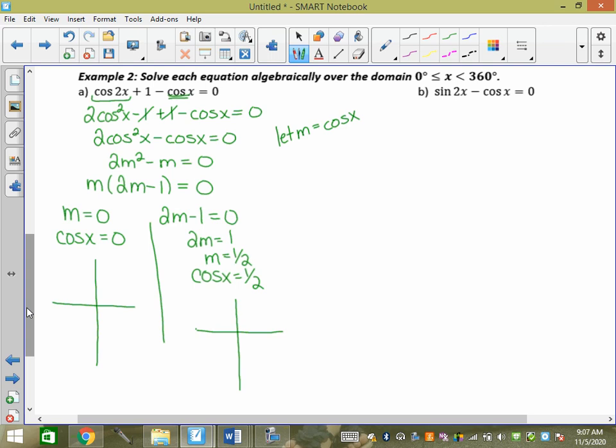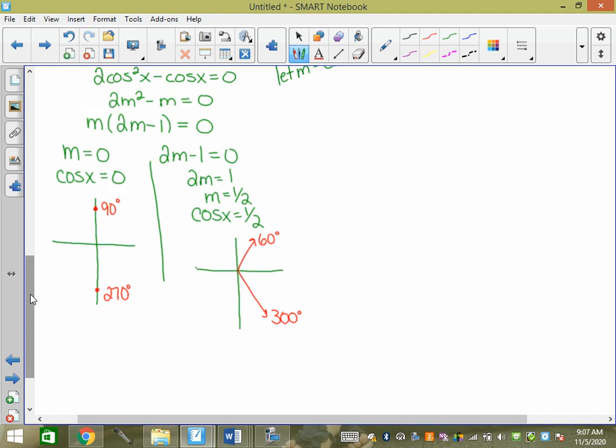So cos x equals 0 right here, and here, which is 90 and 270. Okay. And then we need cos x equals a half. Cos x equals a half at 60-degree reference angles, and cos is positive here and here. Or we can just look up our unit circle, which is 60 and 300.